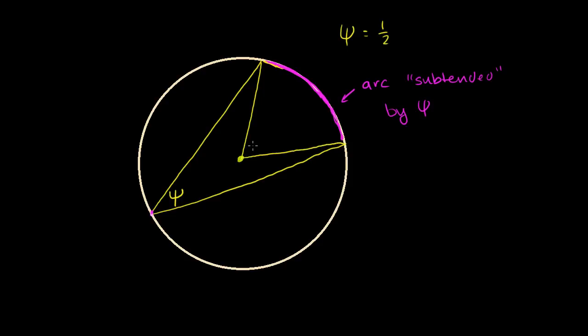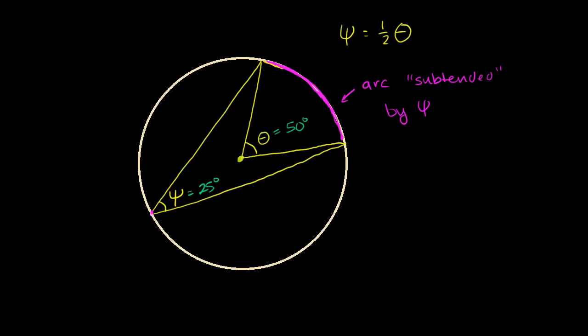Let's call this theta. So this angle is psi. This angle right here is theta. And what I'm going to prove in this video is that psi is always going to be equal to 1/2 of theta. So if I were to tell you that psi is equal to, I don't know, 25 degrees, then you would immediately know that theta must be equal to 50 degrees. Or if I told you that theta was 80 degrees, then you would immediately know that psi was 40 degrees. So let's actually prove this.